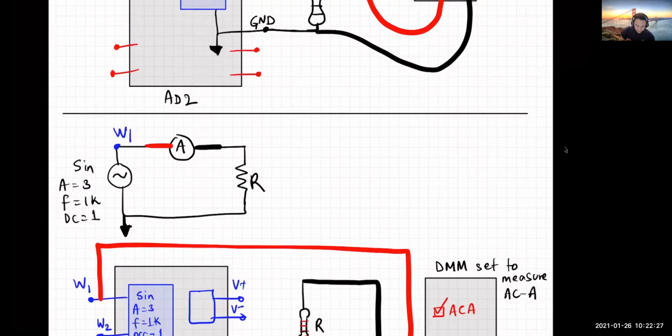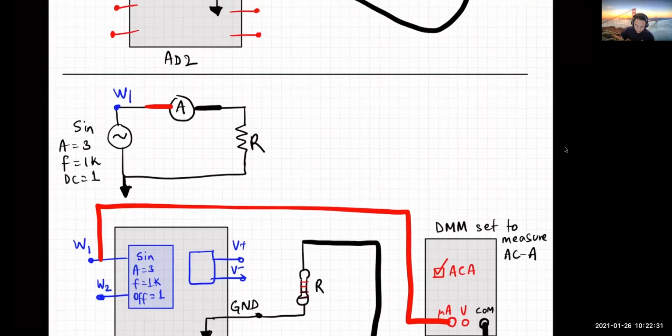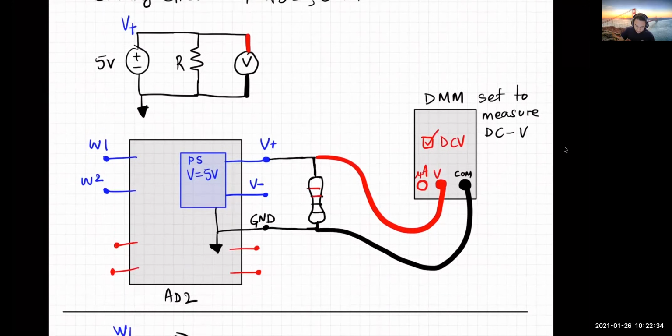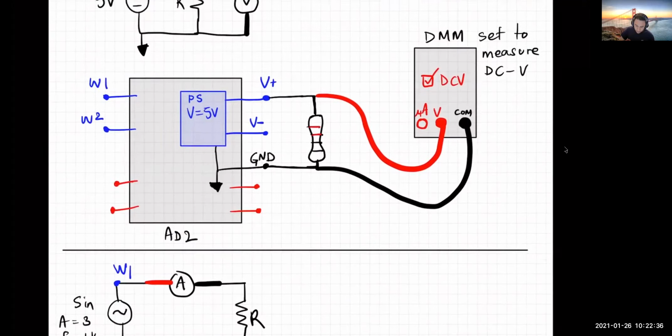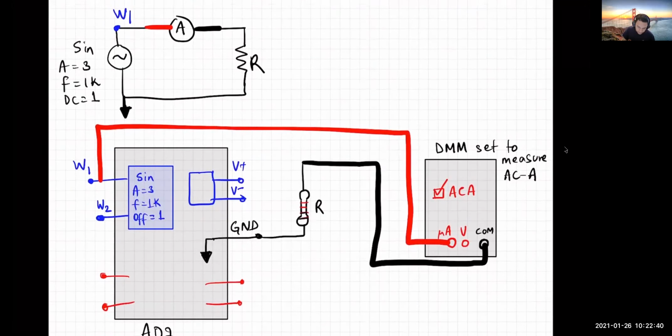Now, similarly, if you wanted to measure the current, right? So you build this circuit, but now you want to measure the current instead of the voltage. What do you do? This is a slightly different example because now you have a time varying signal. To get the time varying signal, you can't use the power supply unit. You have to use the wave gen, the wave generator or arbitrary wave generator.